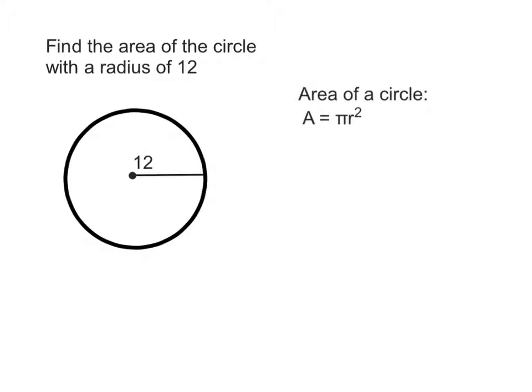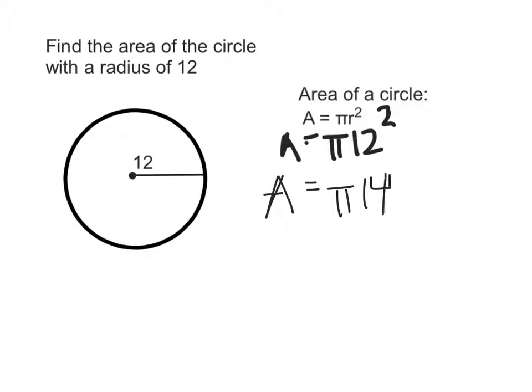Let's look at this problem. Find the area of the circle with a radius of 12. So all we're going to do is plug in 12 for our radius. Now there's two ways to represent our answer. When we multiply this out, we will get A is equal to pi times 144, or 144 pi. Remember, either order works because in multiplication the order doesn't matter.